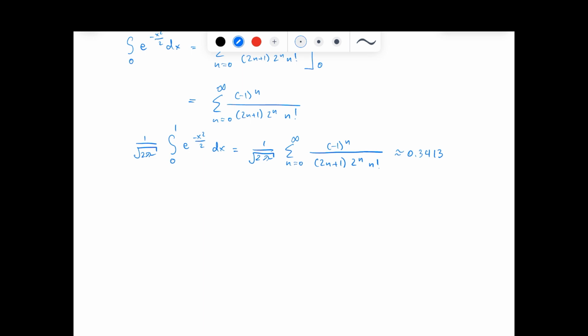And while sequences and series by themselves are an important part of mathematics, one really useful application of them is in terms of numerical approximation. As we saw in our example, we were able to approximate the value of quite a complex integral by leveraging these techniques.